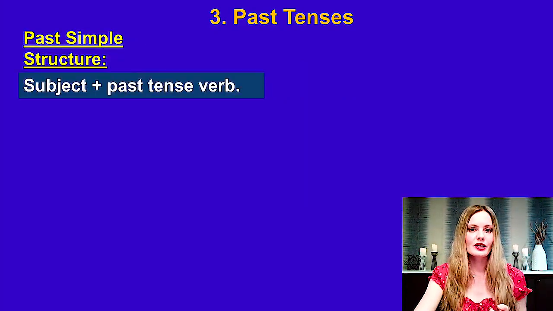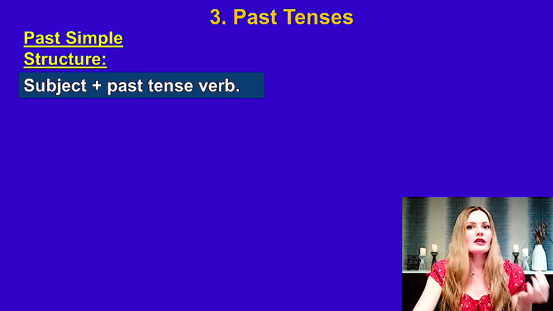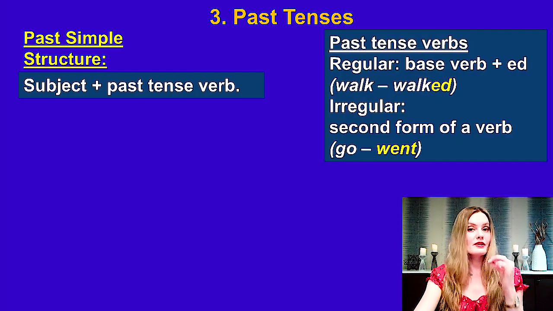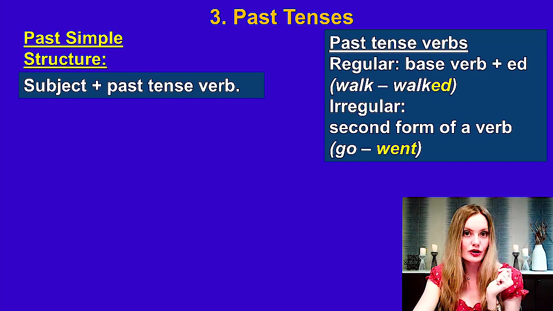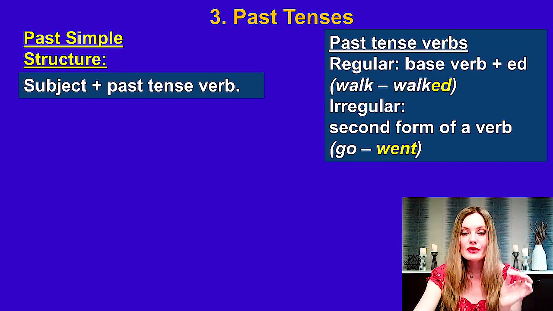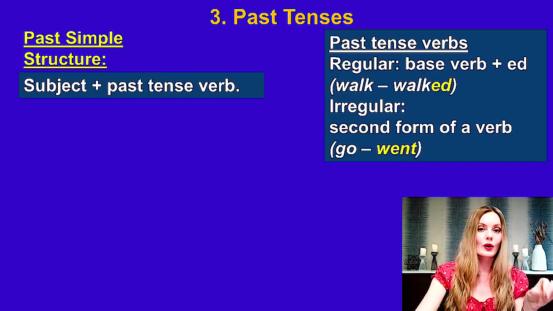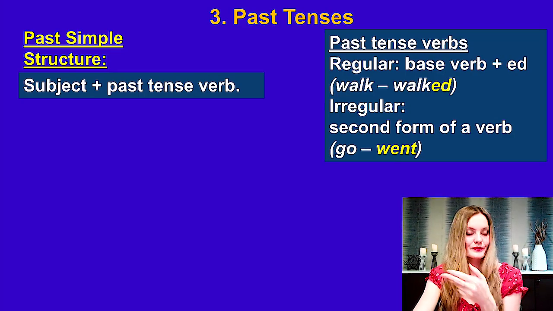Let's take a look at the structure. We have a subject plus past tense verb. Now you may ask me, what is a past tense verb? If the verb is regular, we have base verb plus ed. Walk, walked. Walked is a past tense verb. If the verb is irregular, we should use the second form of a verb. Go, went. Went is a past tense verb.